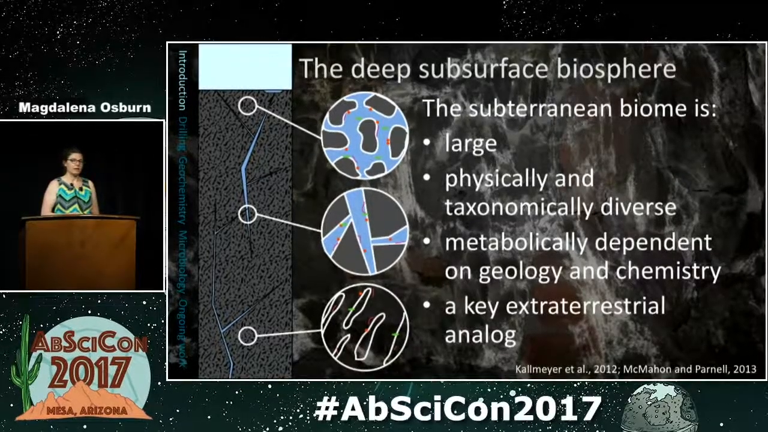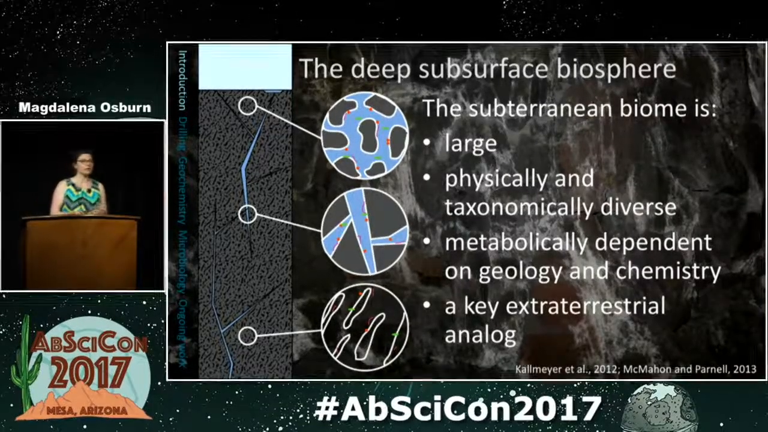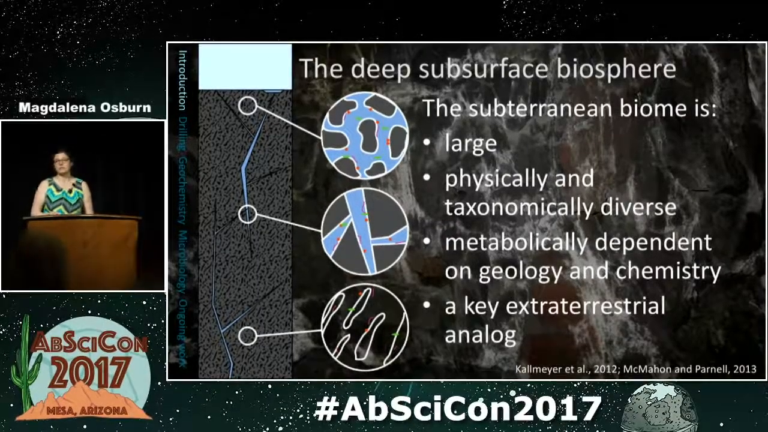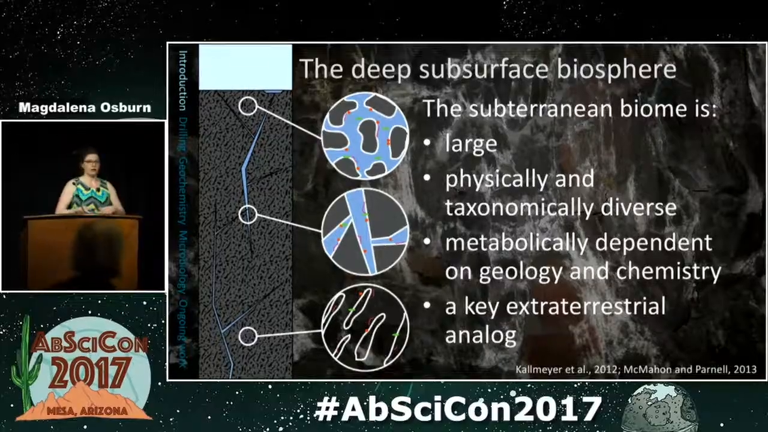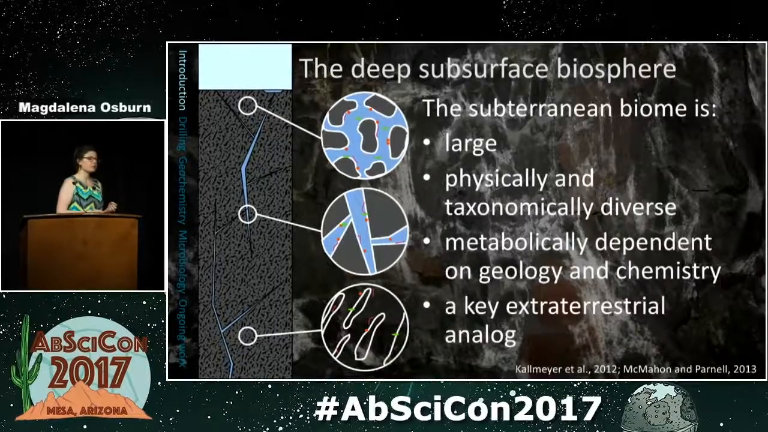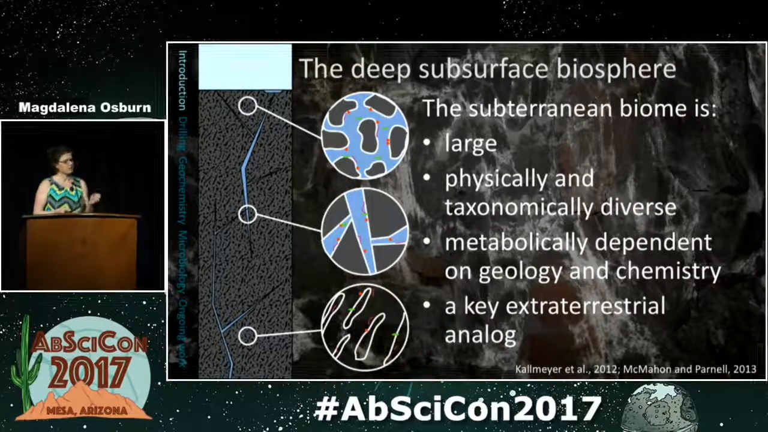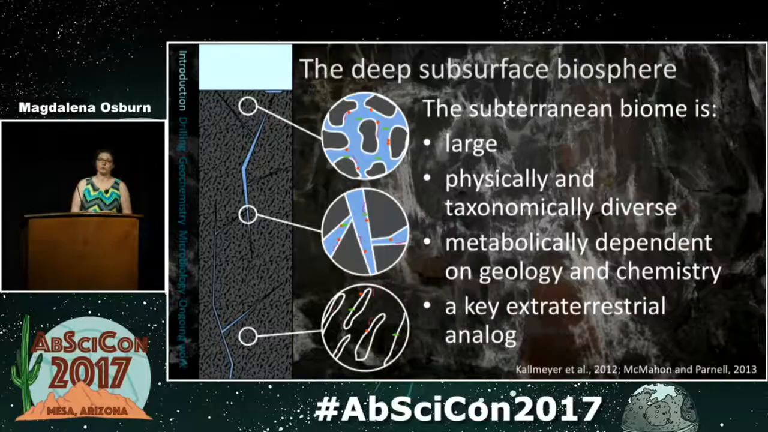We know a fair amount about the subsurface biosphere in general, and we know that it is large, containing a large volume of organic carbon, equaling biospheres equal to that of various phases of the surficial environment in stages of Earth history. We know that that biosphere is physically and taxonomically diverse. There's a large number of processes happening, and that does seem to vary depending on where you're at. We know that those processes are metabolically dependent on the chemistry and the geology of the environments in which they're found. And this feature in particular makes these sites key extraterrestrial targets and key extraterrestrial analogs, particularly when we're looking at rocky planetary bodies such as the subsurface of Mars.